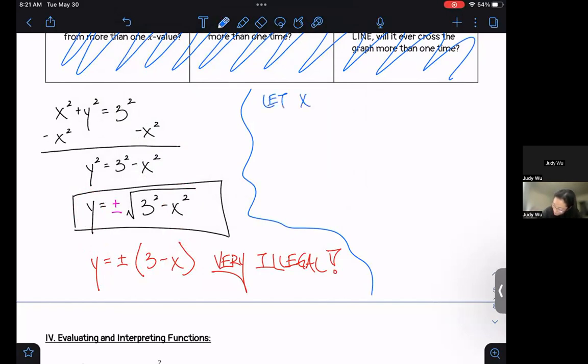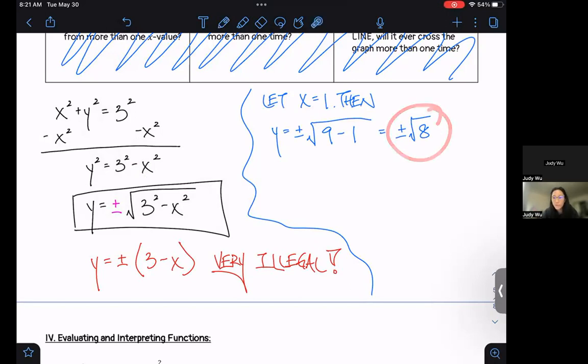All right, so let's do this. Let x equal 1. Then y equals plus or minus the square root. Let's see, 3 squared is 9, minus 1 squared is 1. So then y would be plus or minus square root of 8. And if we plugged in 1 into a calculator and did this on a calculator, we would get plus or minus square root of 8. So that is what we think is our answer.